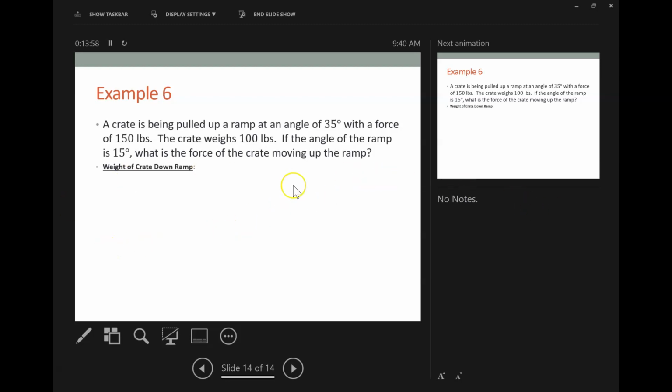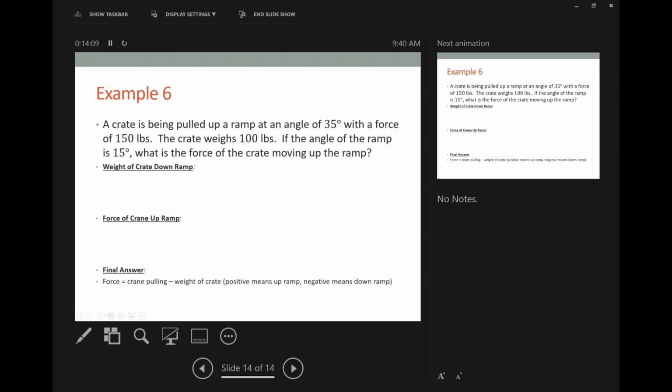Okay? So we have the weight of the crate down the ramp. We have the force of the crane up the ramp. And then the final answer is going to be the force pulling up minus the weight pulling down. So if we have a positive direction, the crate should be moving up. If it was negative, it would still be sliding down. The crane isn't doing enough work to keep it. You know what I mean, guys? Okay. Everybody good with the format there?